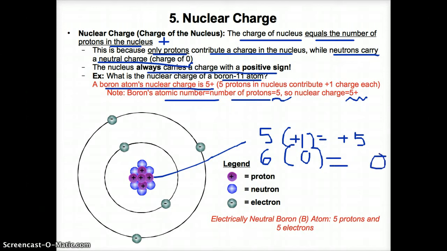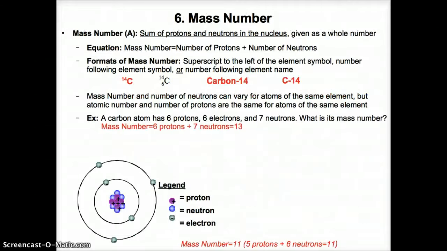Adding them together, the total charge of boron-11's nucleus is 5 plus, which shows that the 5 protons are the only particles that contribute a charge, while the neutrons don't contribute to nuclear charge at all. Okay? Now let's discuss mass number.